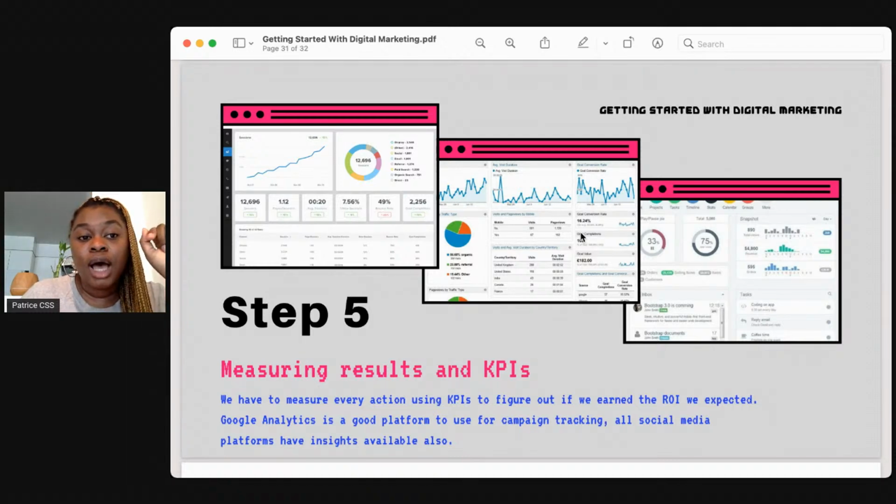Especially if your goal is sales-based. You need to know what you're expecting your return of investment to be. Maybe your return of investment isn't money. Maybe your return of investment is impressions or views or followers, but you need to be clear on what you want to see as a result. And that's why your SMART goal is so important.